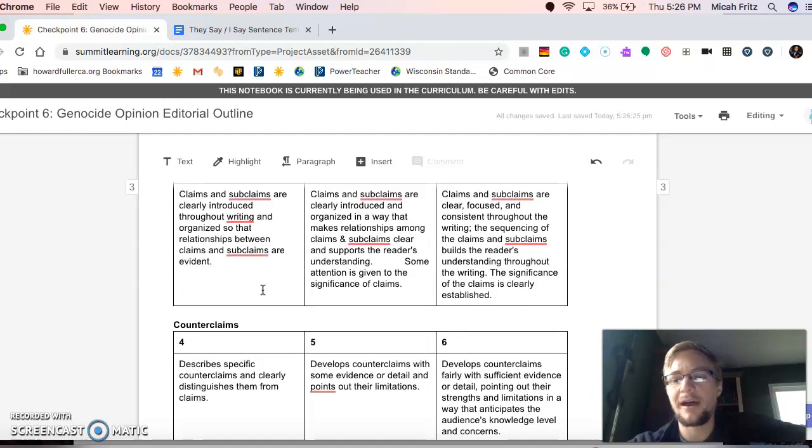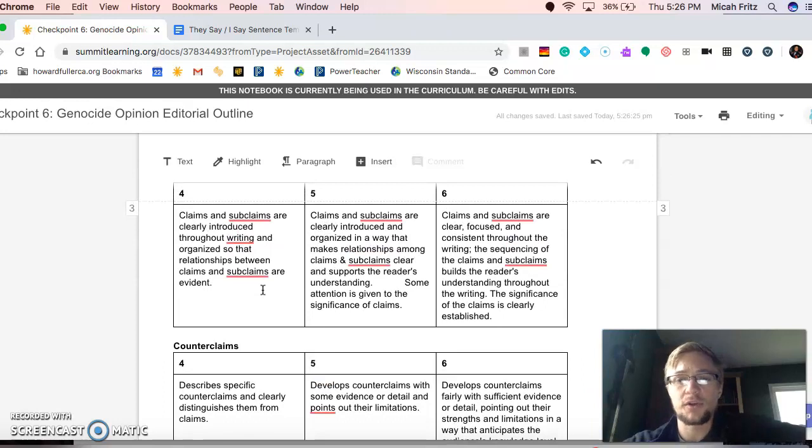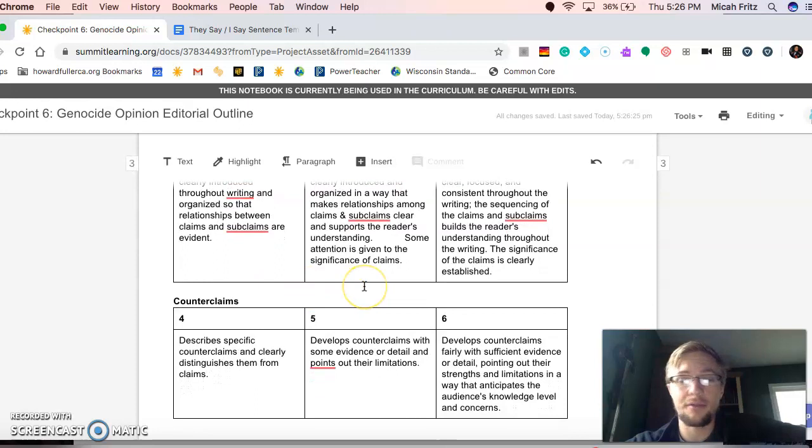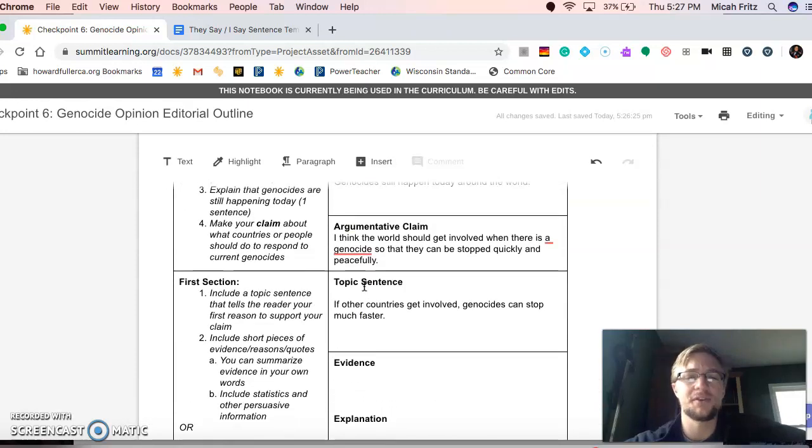Okay, and down below we have the rubrics that show what you're going to be scored on. So think about where you're going to be landing on those rubrics once you submit this and once you start turning in your paper. All right, there you go.